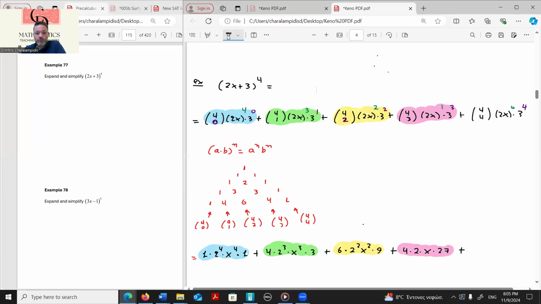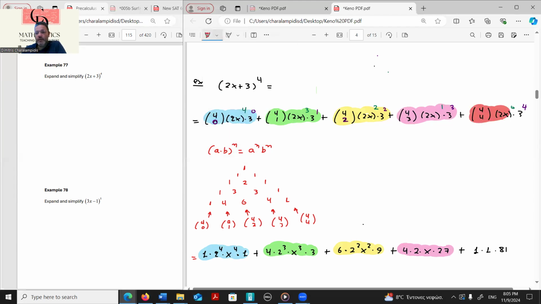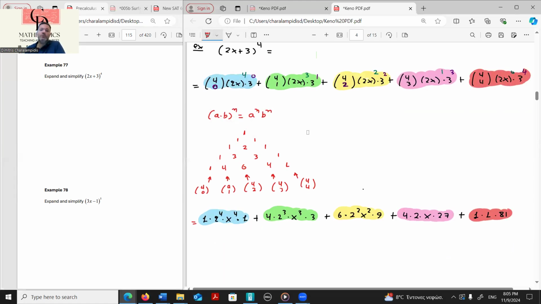Plus 4 choose 4 is 1 times 1 times 81. 3 to the power of 4 is 81. And this is that. Now, all that is left is for me to do some calculations. 2 to the power of 4 is 16. So 16 times 1 times 1, it should be 16x to the power of 4.